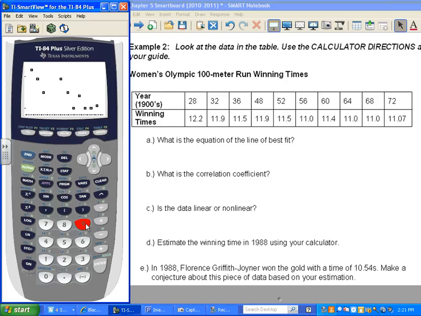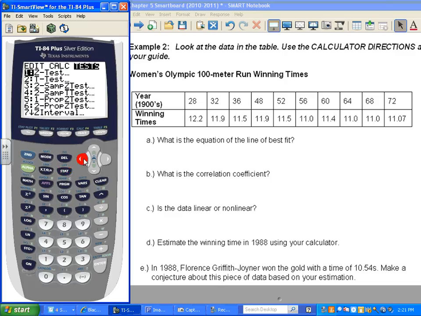All right, what's next? Who's following me? Kevin. Good. Step 8 is hit stat. So let's hit stat. Okay, and we're going to scroll over to calculate. So let's scroll over to calc. And then step 10 is find ln reg ax plus b. I want everyone to look at your calculators at this step.